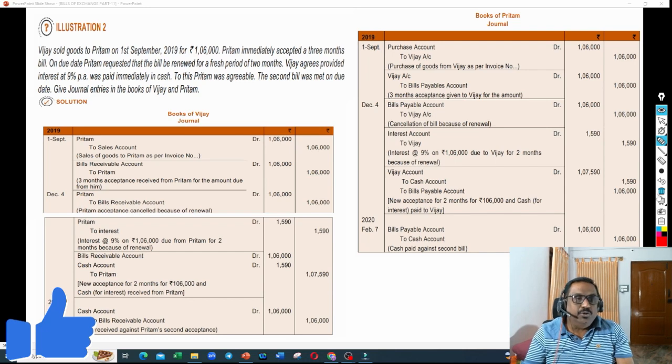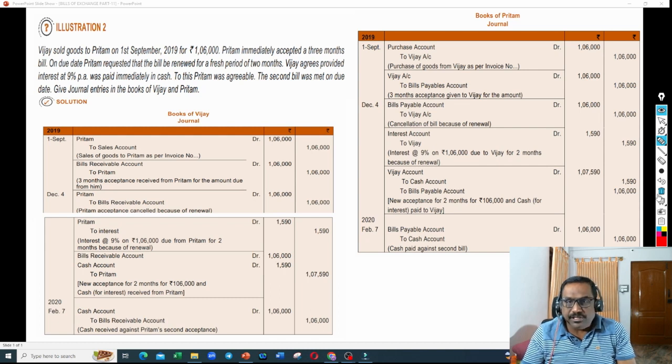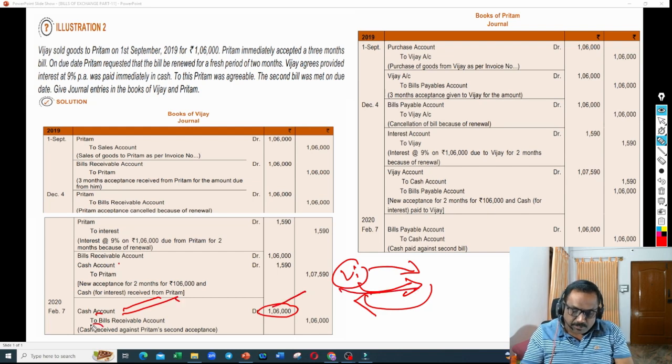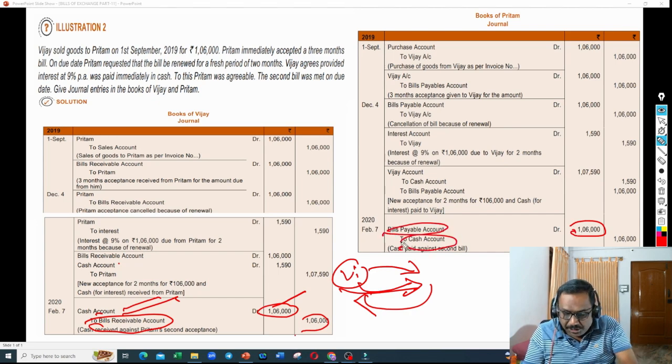Then what happened? On the due date, the bill was honored. The second bill was met on the due date. That is what they mentioned in the problem. Since the second bill was honored, cash account debit 1,06,000 or bank account debit 1,06,000. Vijay will go to Pritham, give his bill and get the cash. So cash is coming in, so cash account debit, and he is giving the bill, so bills receivable account to be credited, simple, for 1,06,000. And Pritham is receiving the bill, so bills payable account debit, and he is paying cash, so cash account credit to the extent of 1,06,000. These are the entries we are supposed to post in both the books.